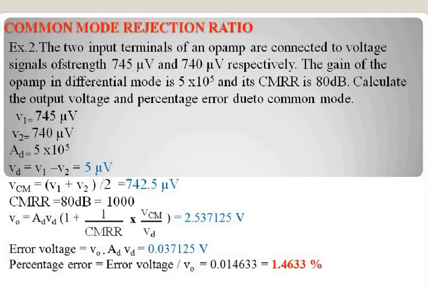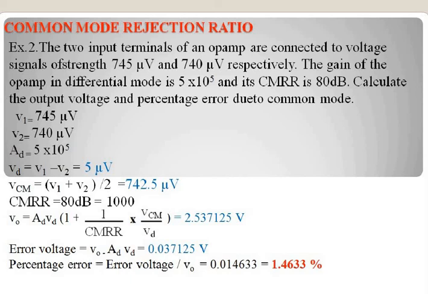Then the second question: the two input terminals of an op-amp are connected to voltage signals of strength 745 microvolt and 740 microvolt respectively. The gain of the op-amp in differential mode is 5 into 10 raised to 5 and its CMRR is 80 decibel. Calculate the output voltage and percentage error due to common mode. Here the two input voltages V1 and V2 are given, the differential mode gain AD is given as 5 into 10 raised to 5, and CMRR is also given. From V1 and V2 we can find VD, that is V1 minus V2. We can also find VCM, that is V1 plus V2 by 2.